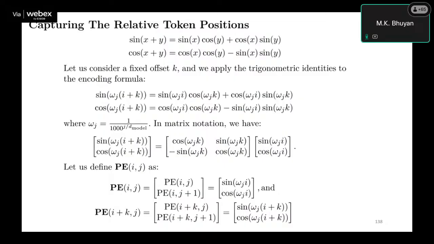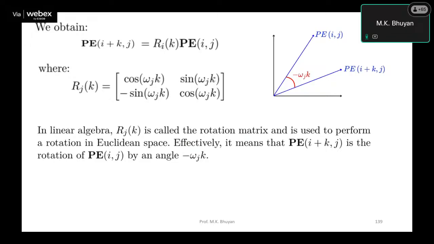So if I consider PE(i,j), the position i,j that we are determining, it is nothing but sine(omega j i) and cos(omega j i). And after this we are determining another position, i plus k comma j, which gives sine(omega j (i plus k)) and cos(omega j (i plus k)). And you see position (i plus k, j) is equal to R_k times PE(i,j), where R_k is nothing but the rotation matrix. So what is the meaning of this?